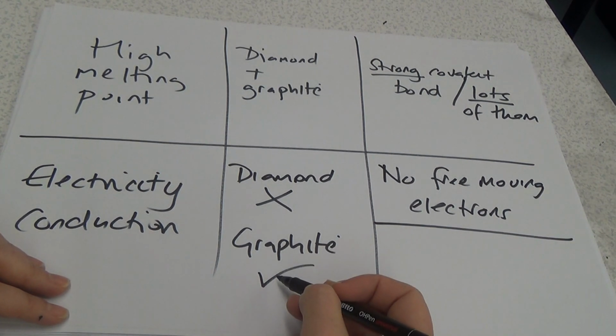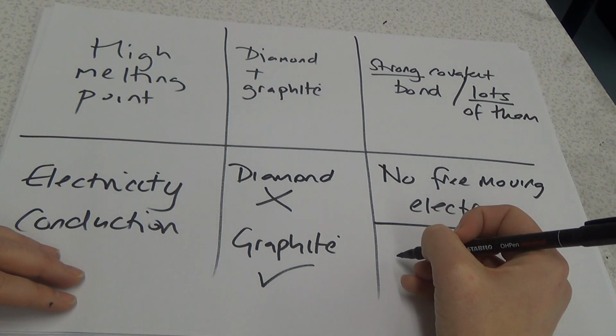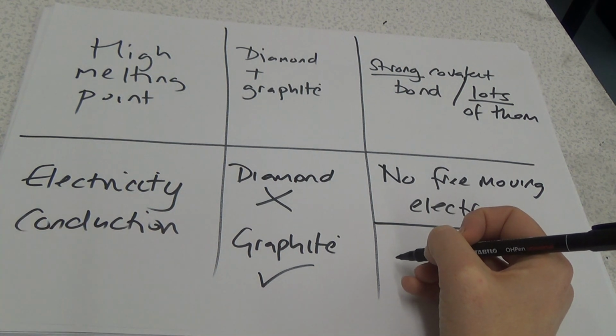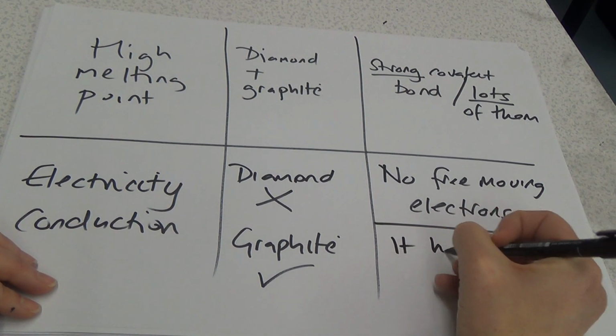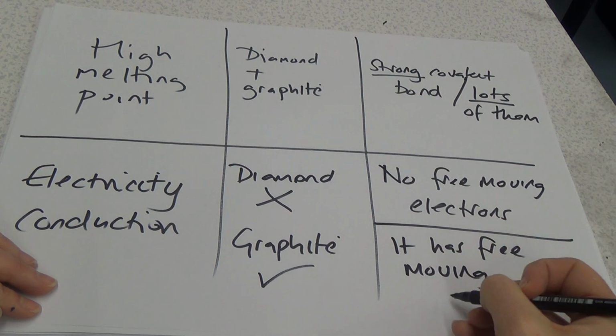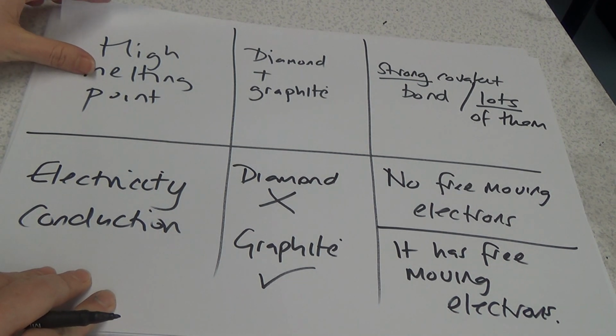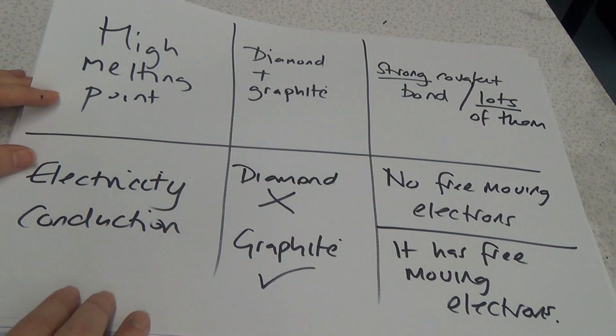But in the case of graphite, graphite has 3 bonding carbons for every carbon. But that means there is an extra electron, and that extra electron has the ability to move freely within the structure. So in the case of graphite, you can explain its ability to conduct electricity by saying it has free moving electrons. So they're the key areas linked to diamond and graphite.